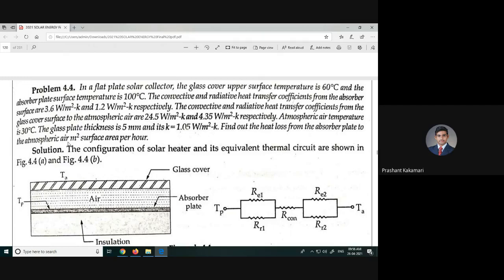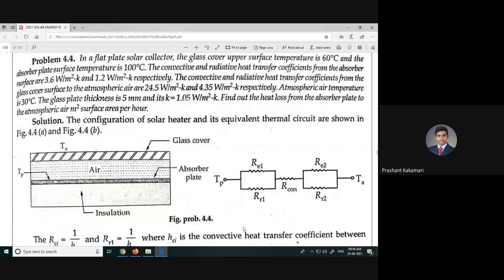From the heat transfer subject, you can recall this circuit diagram, how to draw this in the form of a circuit. Here they have taken the absorber plate temperature Tp, and in between Tp and the glass cover, what is taking place? One is a radiation process, one is a convection process. Both processes are taking place, and between the glass cover and the absorber plate, air is there.